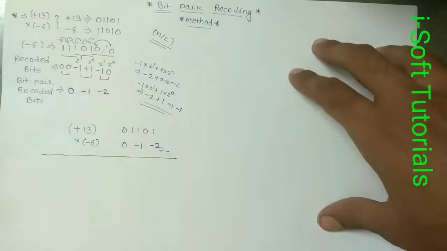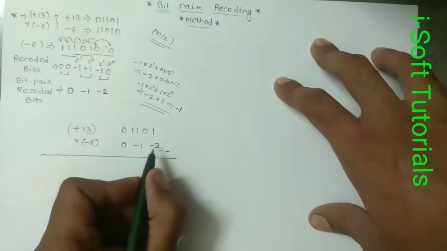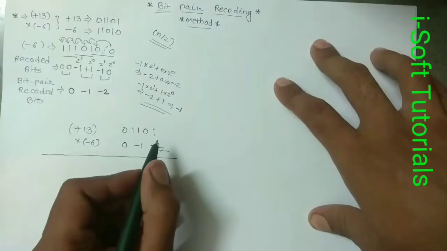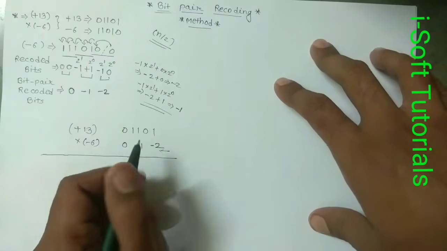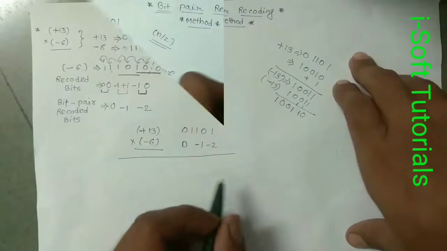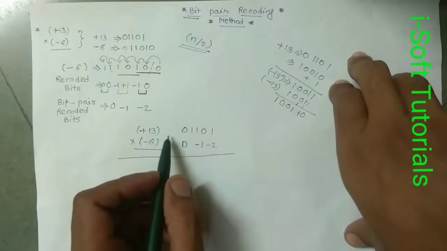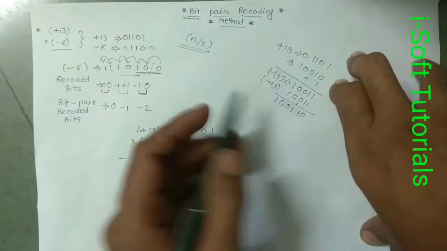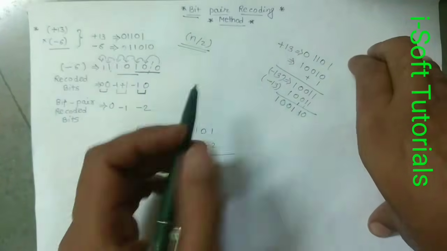So here we will use this method, minus 2 into plus 13. What do we have for minus 2 into plus 13? 2's complement of 13 plus 2's complement of 13. For minus 2 into plus 13, we will add 2's complement of 13 plus 2's complement of 13. So I have solved it here.